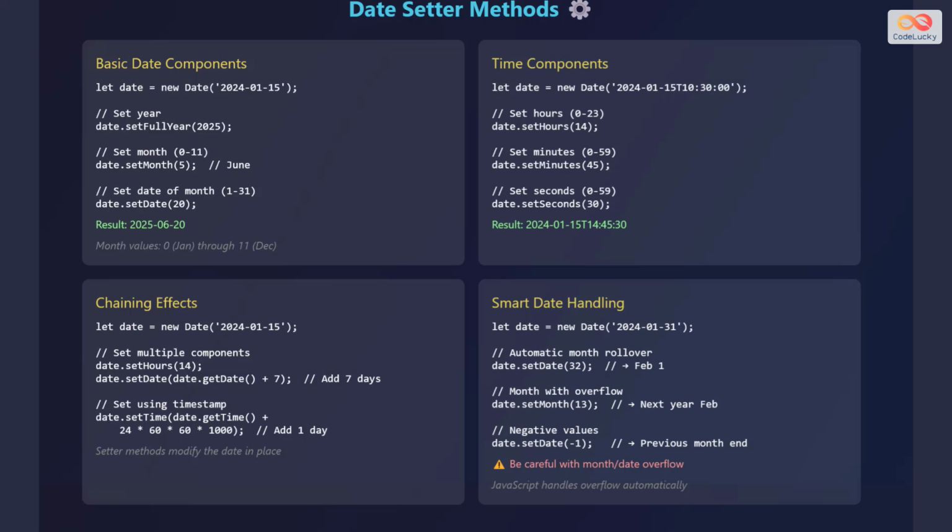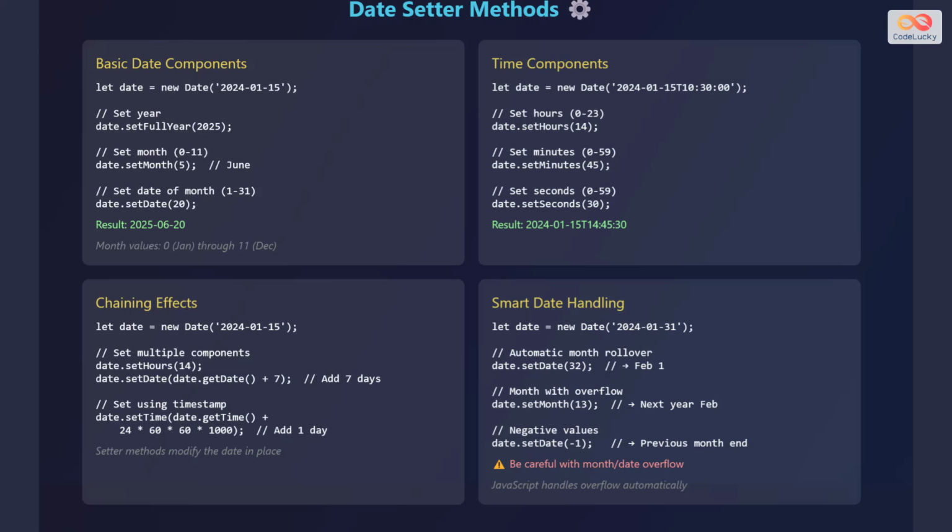Let's delve into date setter methods, which are used to modify specific parts of a date object. In the first section, you see how to modify basic date components. The setFullYear method sets the year. The setMonth method sets the month, where January is represented by 0 and December by 11, and the setDate method sets the day of the month. The output shows that the date was modified to June 20, 2025.